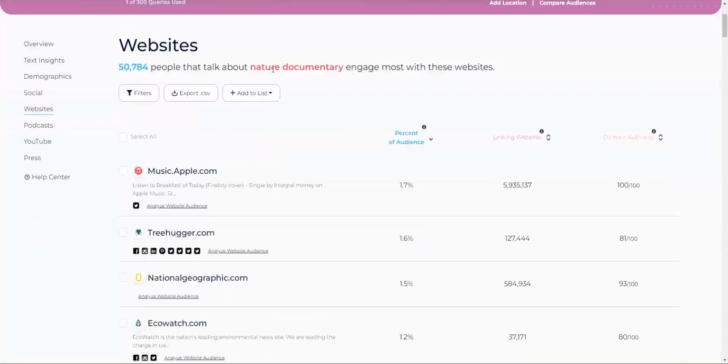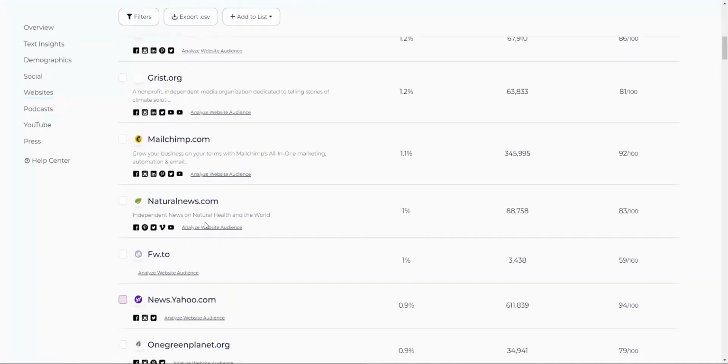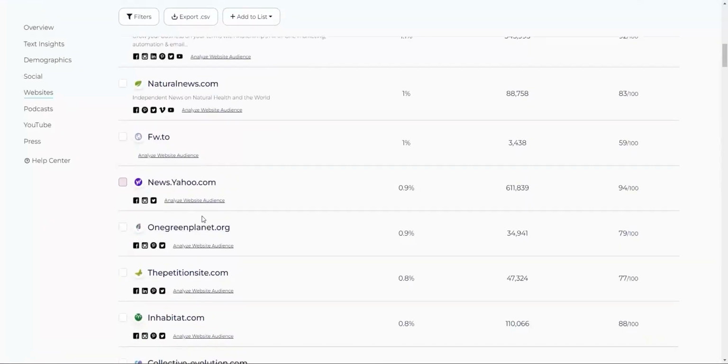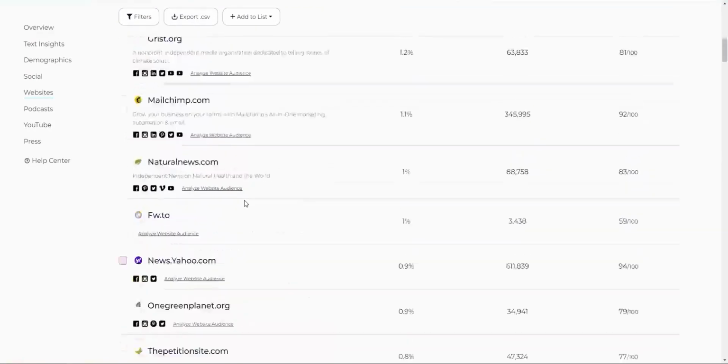So under websites, you see a list of websites that they visit most often. Also keep an eye on the percent of audience. In this case, it's pretty low. The top one, which is Apple Music, is at 1.7%, which is very, very low. It might not be very relevant to us in this case to look at the websites. I'm just going to scroll through it so you can have an idea of what it can look like. But what you're looking for here are things like Apple Music, Spotify, Facebook links or Twitter links, signs that these are social media accounts that might be more popular with this audience. But again, keep an eye on the percentage.